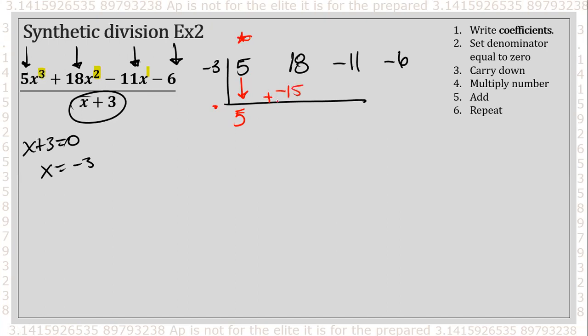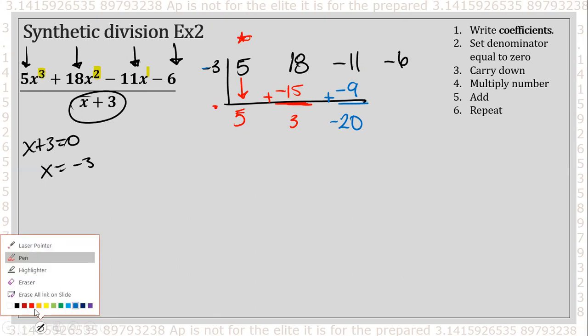And I go ahead and add these two terms. This gives me a positive 3. And I'm going to go ahead and multiply -3 times 3. That gives me a -9. Okay, and if I add these together, I get a -20. Okay, so far, so good.